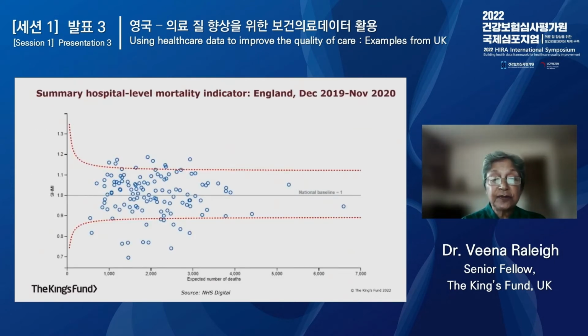So this is just a funnel plot. It shows hospital level mortality. This is England, December 2019 to 2020. And you can see although most hospitals sit within the confidence limits, there are some which have exceptionally high mortality. So this sort of data can be very useful. This is routinely available for hospitals to see and inquire as to why there may be an outlier. Next slide, please.